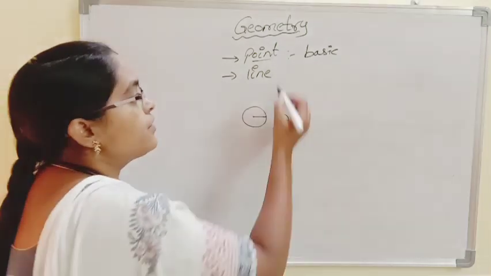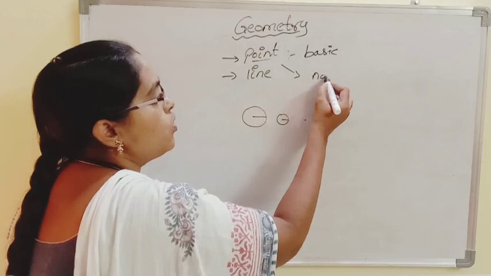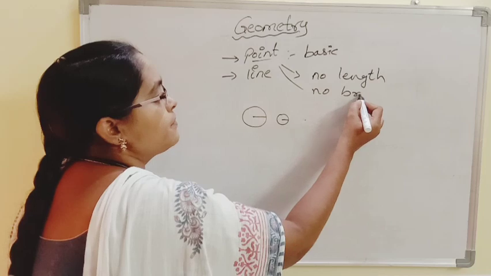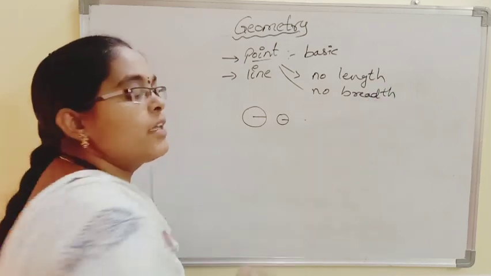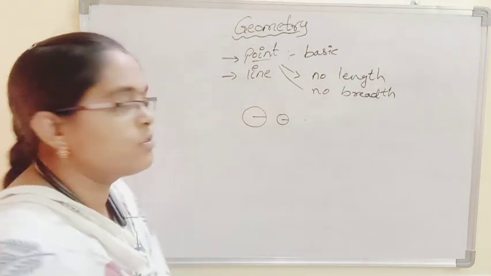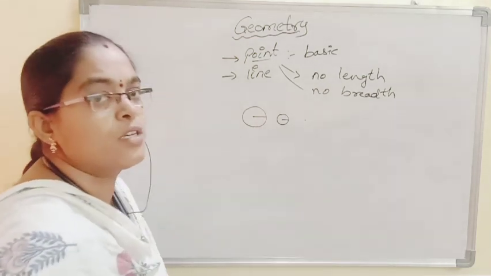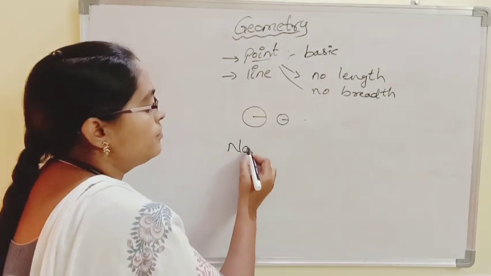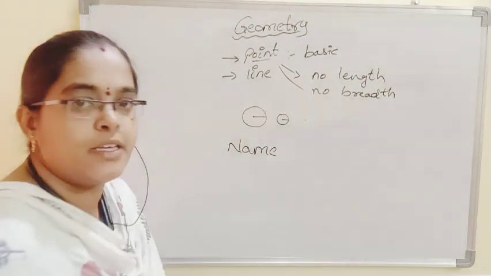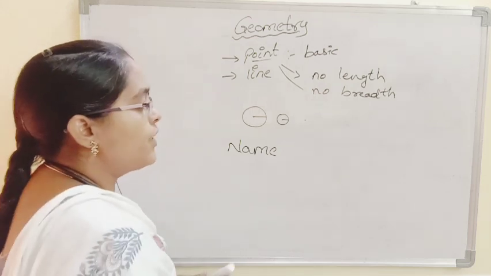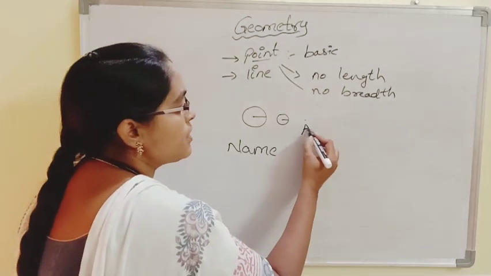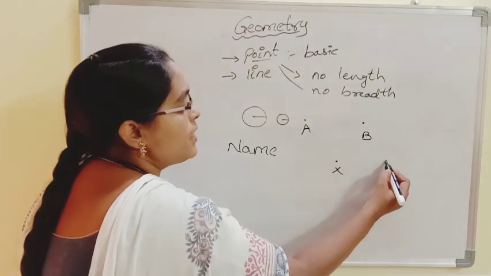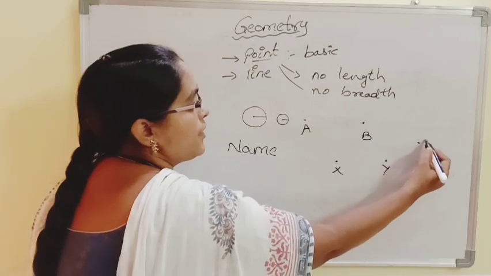So for a point we don't have any length, and no breadth. That means there are no dimensions for a point. So what do we have for a point? For a point we have only a name. So what is the name for a point? Capital letters, capital alphabets, we use to represent a point.